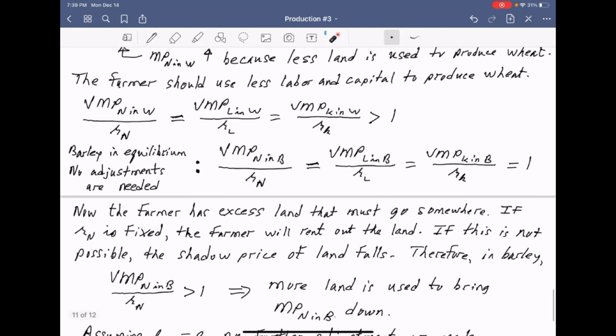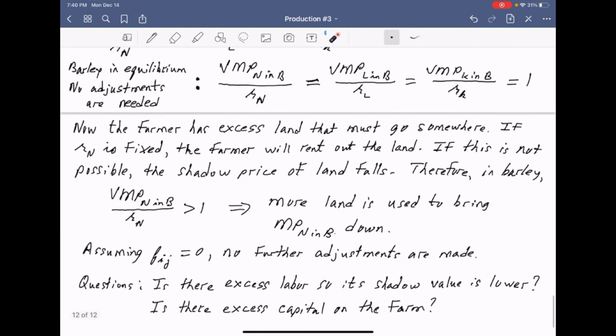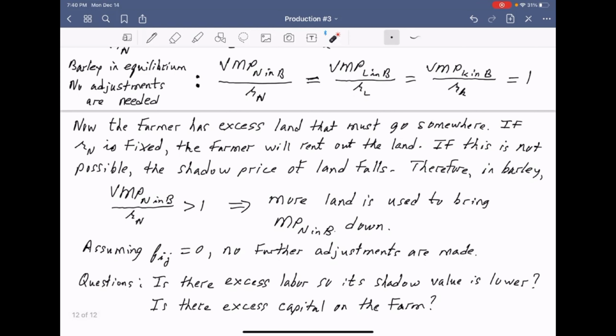Now, suppose the farmer has excess land, then it must go somewhere. If the rental rate on land is fixed, the farmer will rent out the land. If this is not possible, the shadow price of land falls. So you've got extra land, and we know from linear programming that the shadow price of land is effectively 0. Therefore, in barley, the value of the marginal product of land in barley over R of n is greater than 1, because more land is used to bring down the marginal product of land in barley. So in other words, we take the land out of wheat and put it in barley.